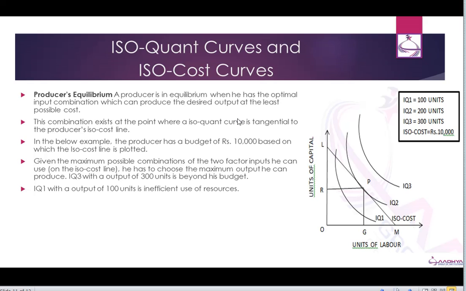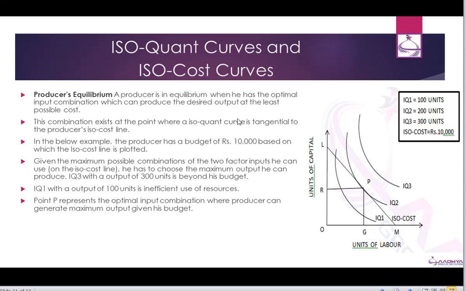So what is the best way to use my inputs or my budget? It is to find the isoquant curve which is just tangential, which is just touching the isocost curve. So let's see, this IQ2, which is 200 units of output, is just touching the isocost curve at point P, where I'm using OG units of labor and OR units of capital. Now you can see this is the maximum output which can be generated given my budget. Any lower isoquant will be within the budget. Any higher isoquant is outside my budget.